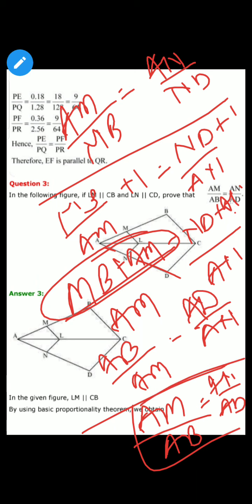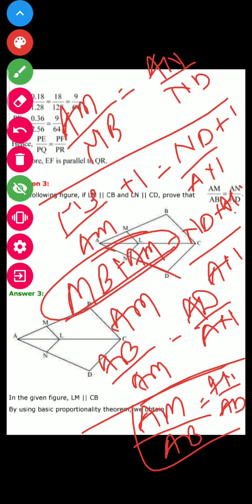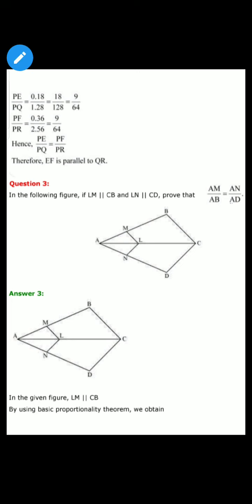This is your answer. Okay, students, with the help of Thales' theorem or the converse of Thales' theorem, we have to prove the complete exercise. If there is any doubt, students, then you can ask me. Okay, the rest of the questions you will try your best to solve, otherwise I will tell you tomorrow. Thank you.